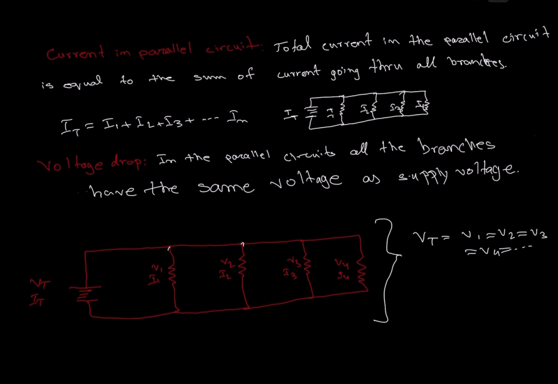Now let's talk about current in parallel circuits. Total current in a parallel circuit is equal to the sum of the current going through all branches. What is being said is that total current, I total, will be equal to the individual currents going into all these branches. So the total current is equal to the current in resistor 1, plus the current in resistor 2, resistor 3, and resistor 4. These all add up to your supply or total current.